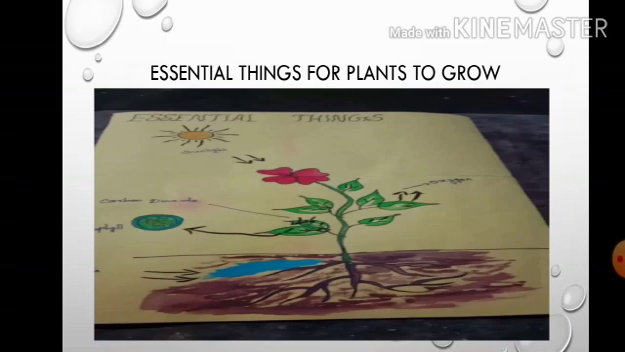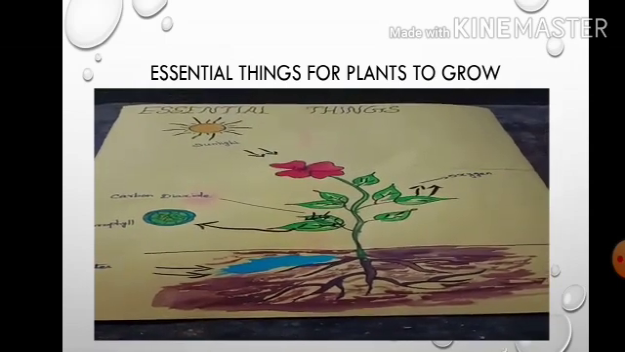Okay, now we see what essential things are needed for plants to grow. If we are human beings, we need food, water, air. In the same way, plants also need some essential things. We shall see now.